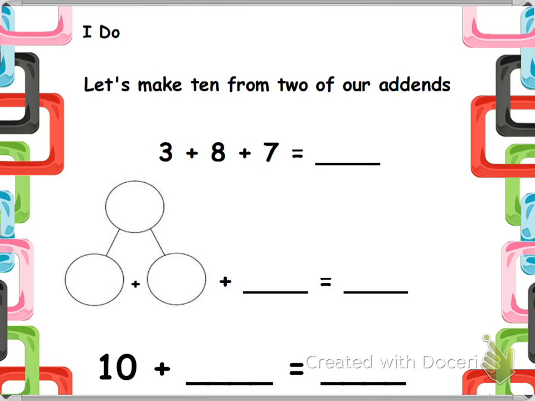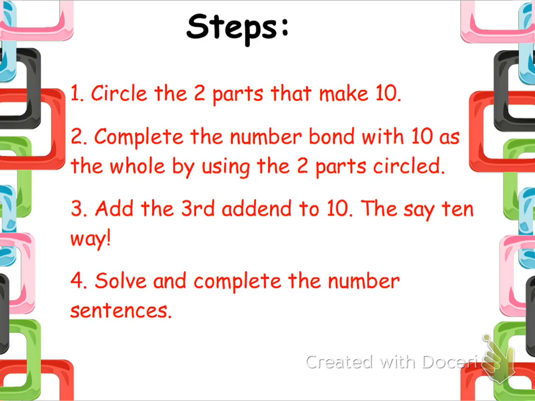How about 3 and 7, 7 and 3, making 10, oh my, oh me. Oh, I see a 3 and I see a 7, so we can circle those two. All right, so we circled our two parts that made 10.